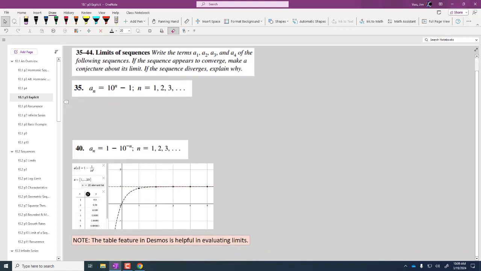So write out the first few terms. If the sequence appears to converge, make a conjecture about it. If it appears to diverge, explain why.